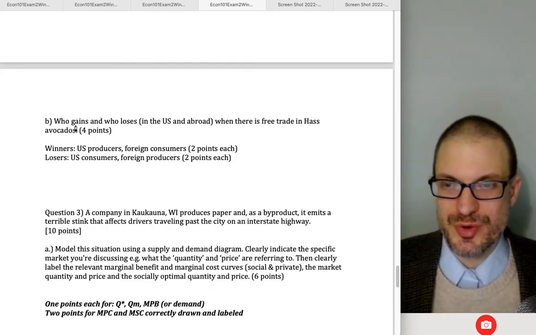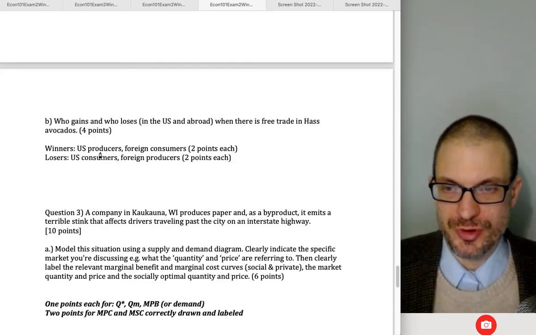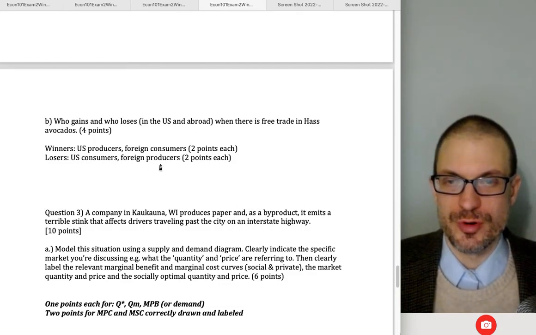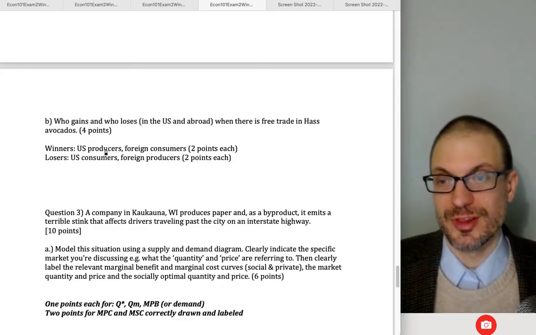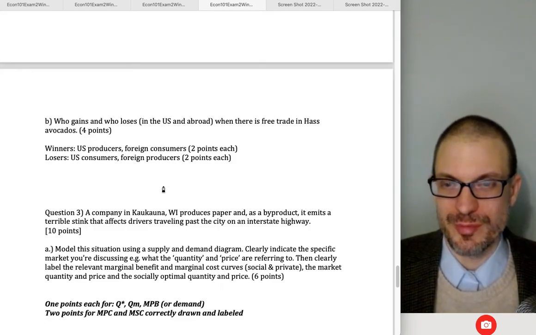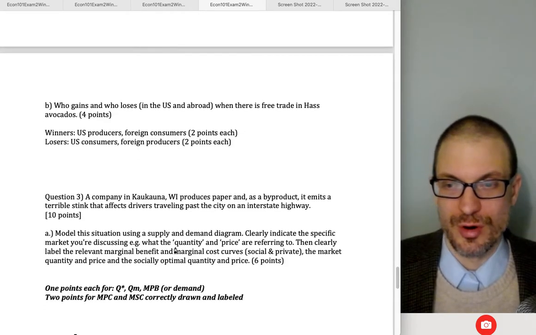As a result, who are our winners and losers in the U.S. and abroad? Well, the winners are the U.S. producers and the foreign consumers. The losers are the U.S. consumers and the foreign producers. 2 points each, basically 1 point for producers, 1 point for consumers, and then 1 point for consumers, 1 point for producers in the other country, like abroad.